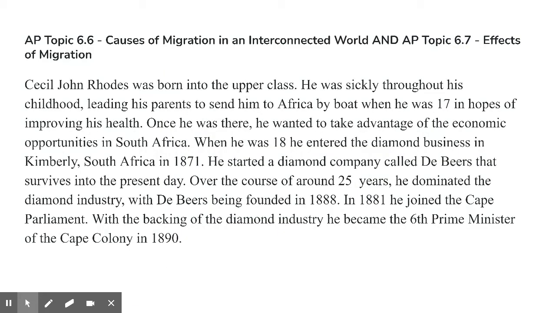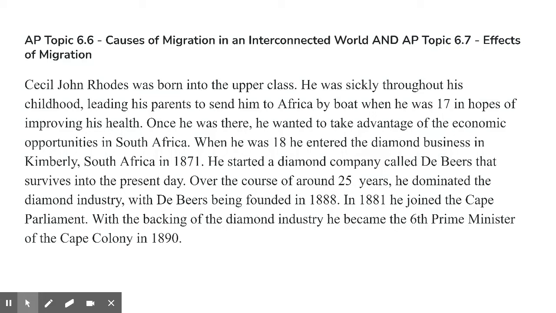Cecil Rhodes himself. Cecil John Rhodes was born into the upper class in the United Kingdom. He was sickly throughout his childhood, leading his parents to send him to Africa by boat when he was 17 in hopes of improving his health, because they believed that the weather in Africa, because it was hotter, would help his health. Once he was there, he wanted to take advantage of the economic opportunities in Africa. When he was 18, he entered the diamond business in Kimberley, South Africa in around 1871. Later, he started a diamond company called De Beers that survives and dominates the diamond industry to this day.